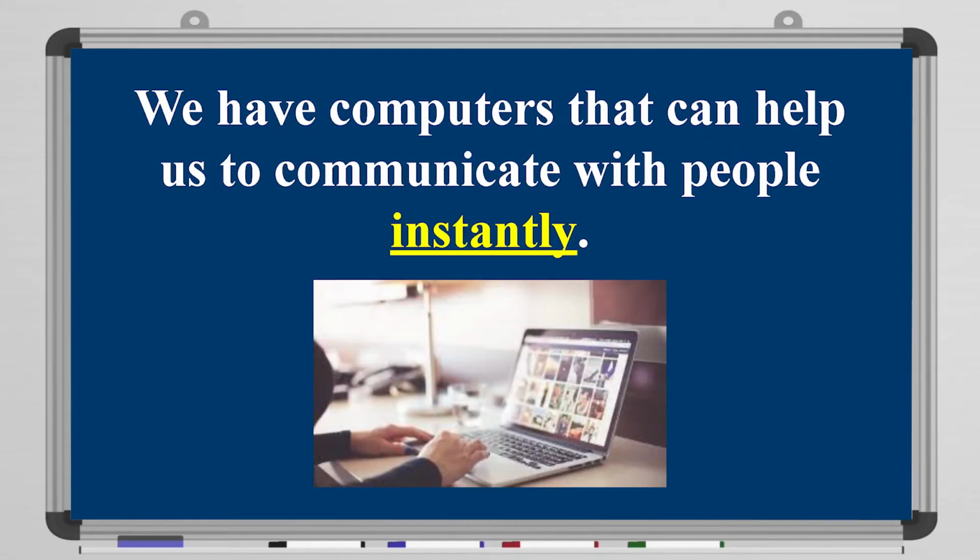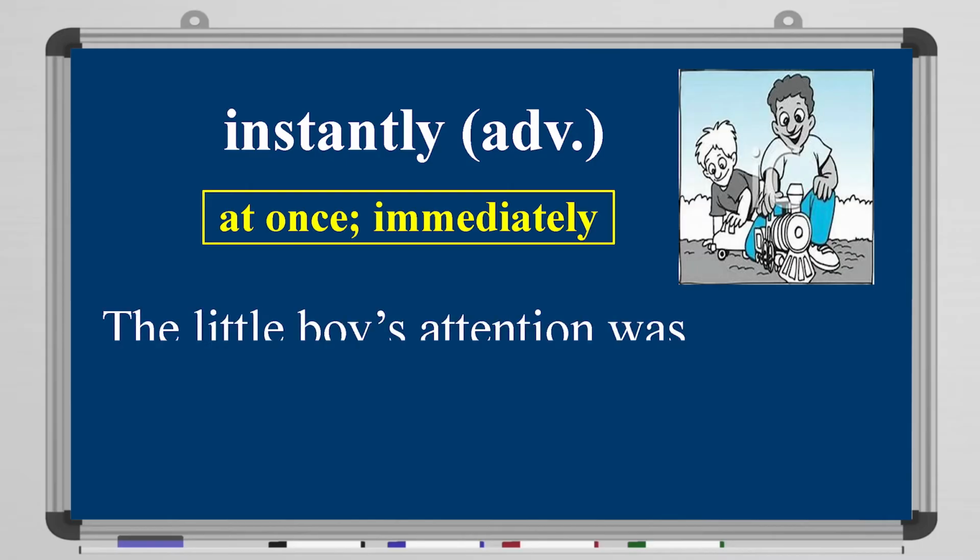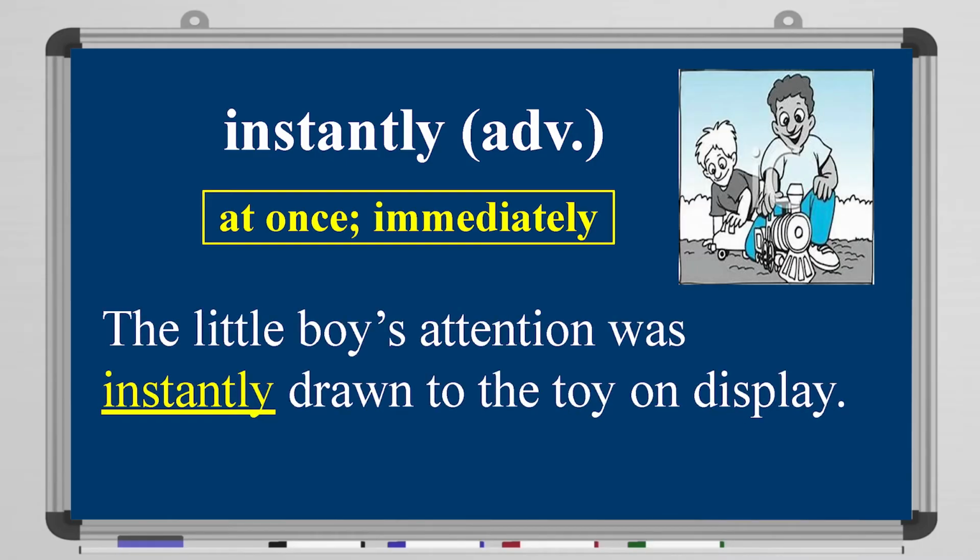For example, we have computers that can help us to communicate with people instantly, whether they are people a few blocks away or people that are continents away within a few seconds. Let's take the word instantly, for example, as our first vocabulary item. It means at once or immediately. For example, the little boy's attention was instantly drawn to the toy on display.